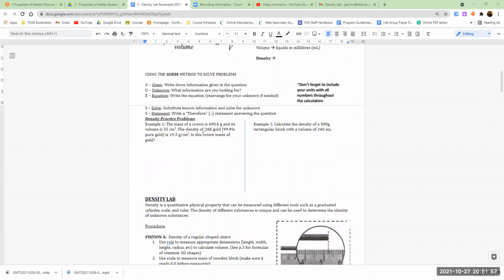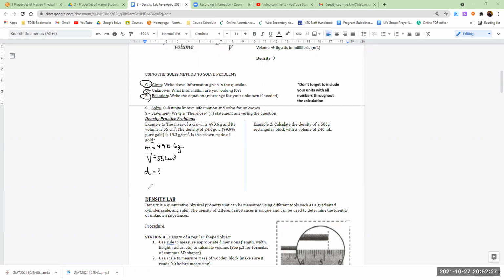Example 1, the mass of a crown is 490.6 grams. So write down the mass. The volume is 55 centimeters cubed. So write down the volume. This was given. Is the crown made of gold is the final question. In other words, what's the density of gold? The unknown that they're looking for is density. And so you can put a question mark there.